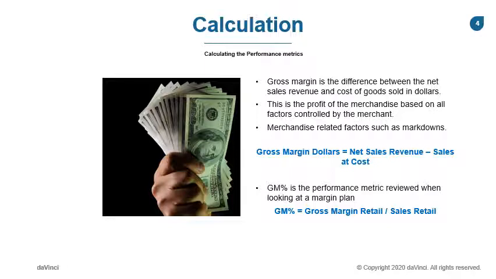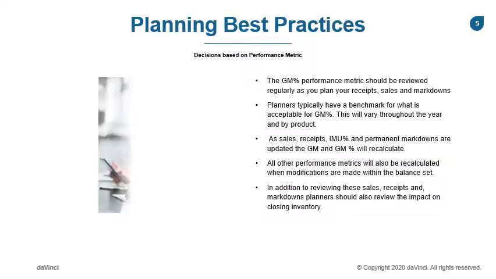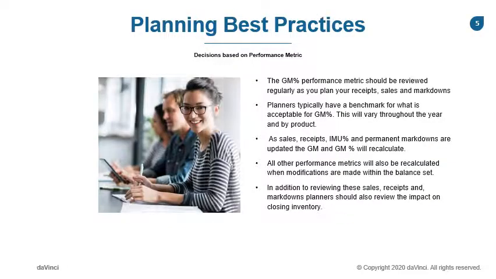Your gross margin percent is the gross margin retail divided by your sales retail. This too is a performance metric, as all companies will have a gross margin percent target or goal for the teams. Decisions are based on performance metrics. Gross margin is the most important performance metric as it defines your profit. It is your net sales minus your sales at cost.